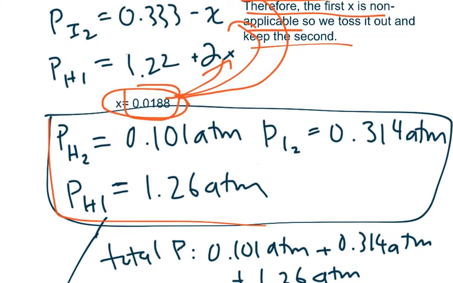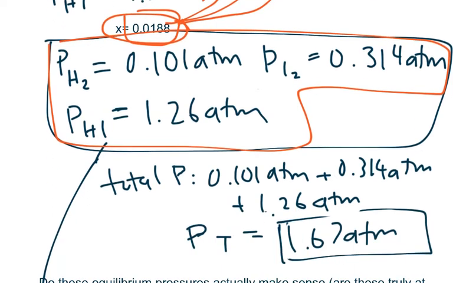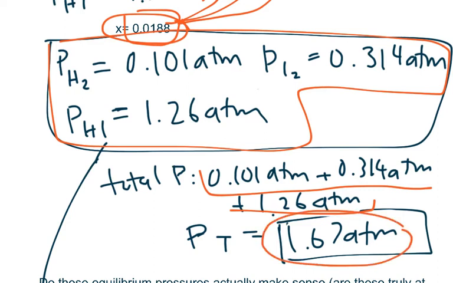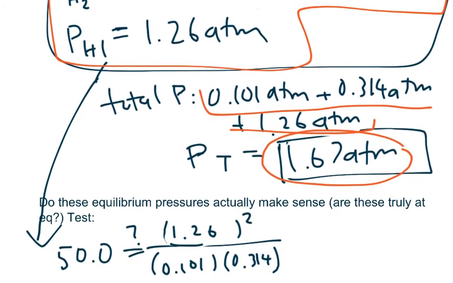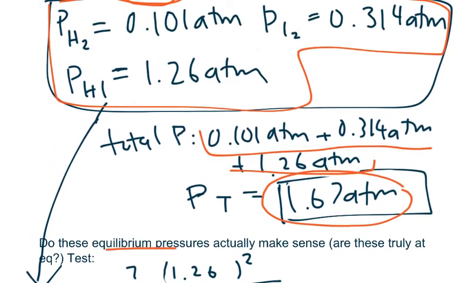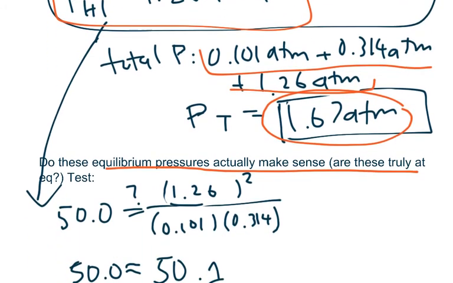So this turns out to be the equilibrium partial pressures for every gas involved, and the total pressure is simply just adding up all three pressures, and you get that the pressure of the container is going to be 1.67 atmospheres. Now, do these equilibrium pressures actually make sense? Or in other words, are they truly at equilibrium?